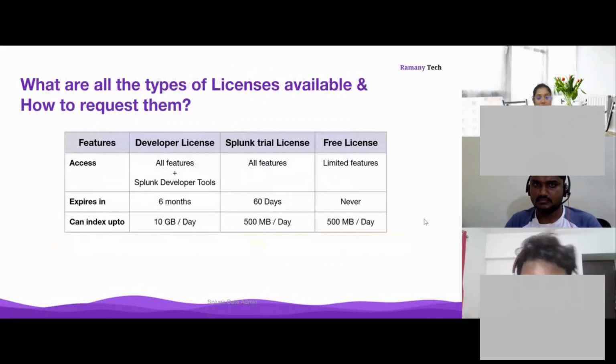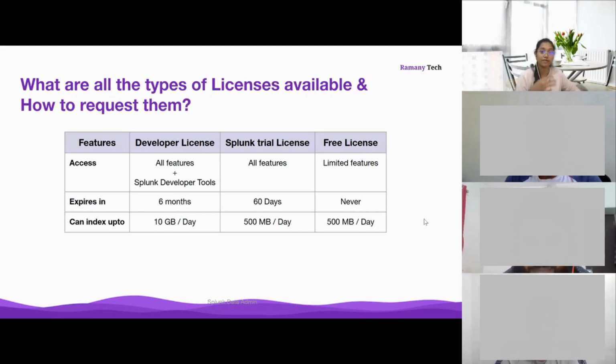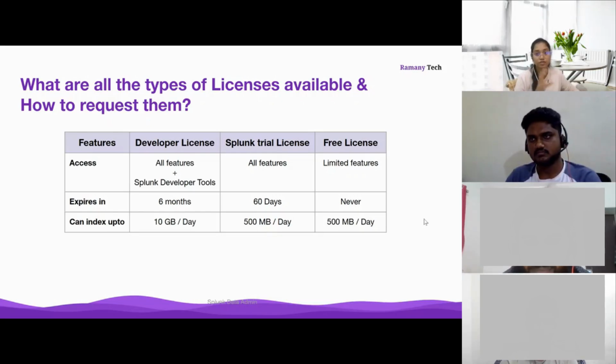So the next topic is what are the types of license available. We said developer license, and we have a trial license. We also said that in production we shouldn't use the developer license. In that case, what is the license we should use in production? To answer all those questions, here we have given only three licenses.